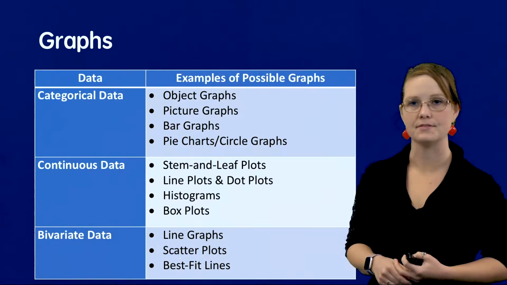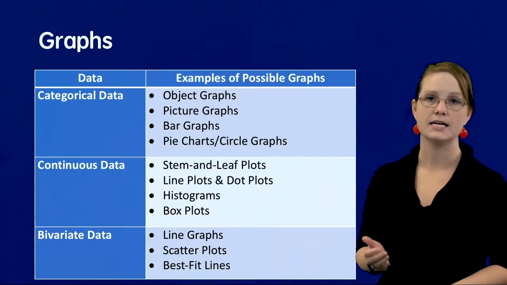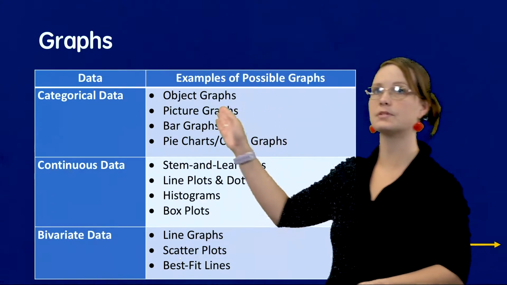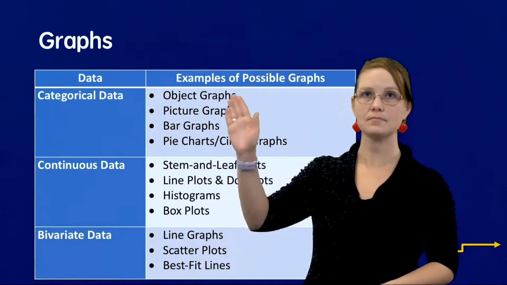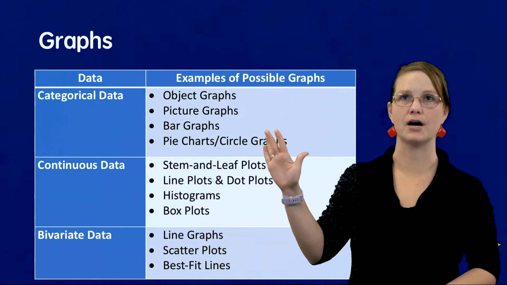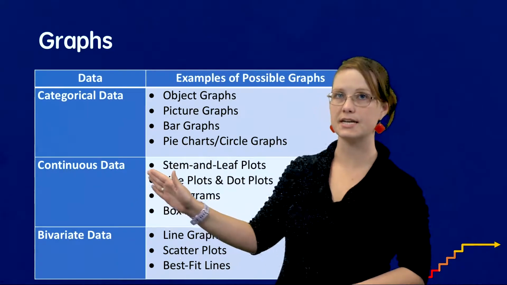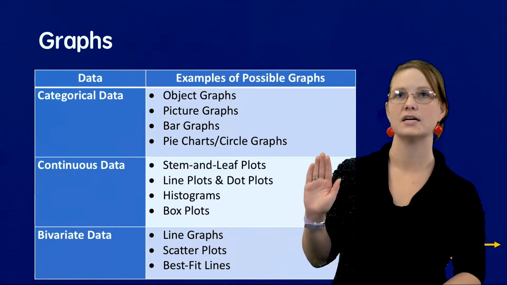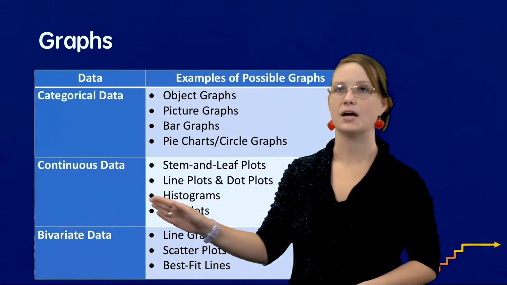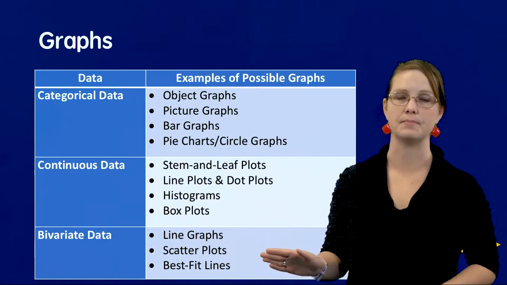When teaching new graphs, it is important to spend time on teaching students both how to construct new graphs as well as how to analyze the data presented in each type of graph. So you can see here when we're talking about categorical data, possible graphs can include object graphs, picture graphs, bar graphs, and pie charts or circle graphs. When we're talking about continuous data, we can use stem and leaf plots, line plots and dot plots, histograms, and box plots. And when we're talking about bivariate data, we can use line graphs, scatter plots, and best fit lines.